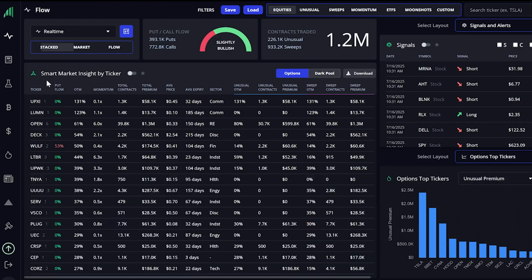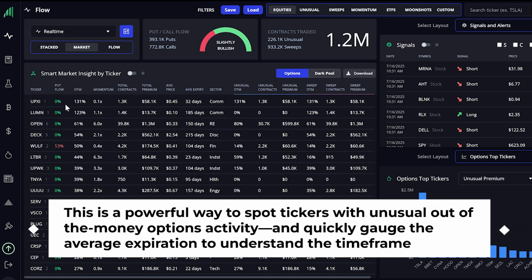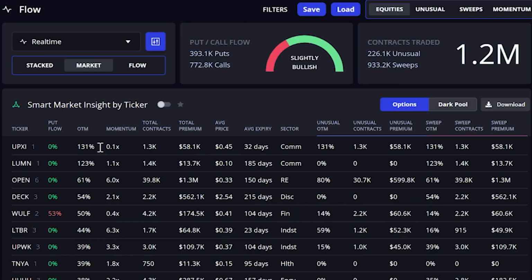So I want to dive into this Smart Market Insights ticker feed a little bit more here, because this is pretty useful. This is a really nice way to find tickers that are experiencing pretty unusual out of the money options activity. And you can look at the average expiration date. Or what's really potentially informative are these short expiration high out of the money trades, where again, an institution or an insider might be expecting a big move based on news. So you can use this table to really hone in on tickers that might be setting up for a big move, potentially in the near future.